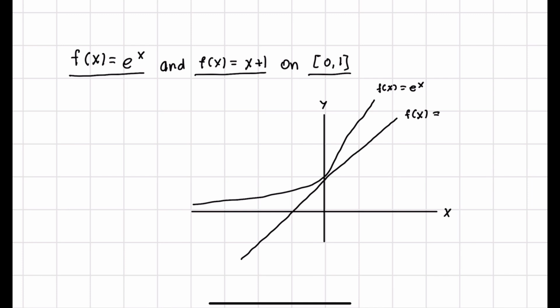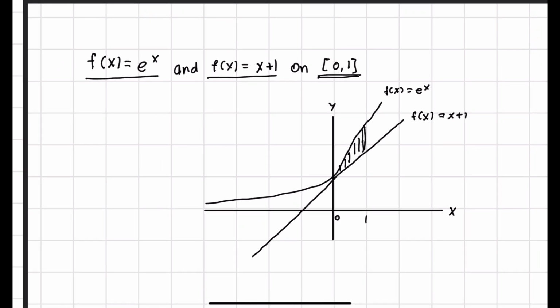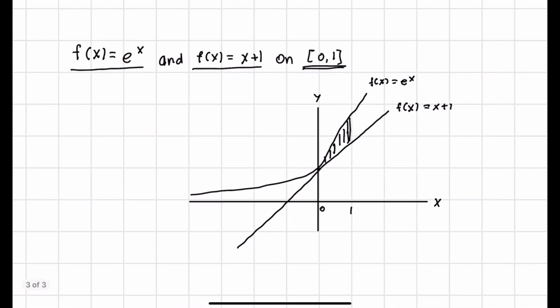And once again, this isn't the nicest drawing, but this is just to give an idea of what the functions we're working with look like. So we have to find the area from 0 to 1, because this is what the question is asking. So we have to find the area in between these two curves, which is the shaded part. And to do that, we use the same formula. So we have the integral from 0 to 1. Our upper function is e to the x minus our lower function, which is x plus 1.